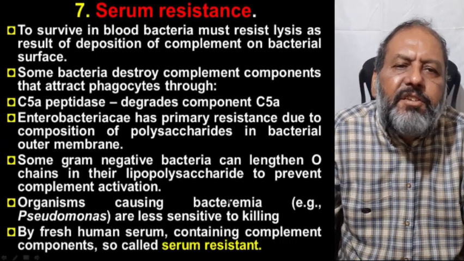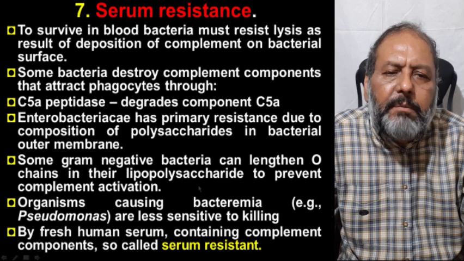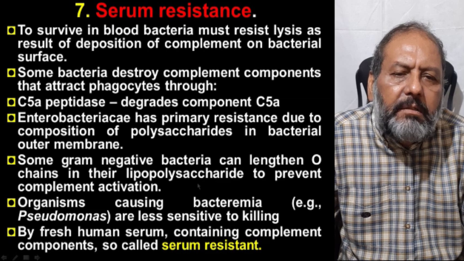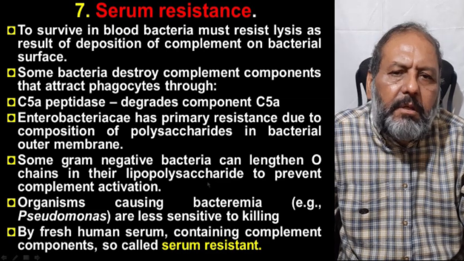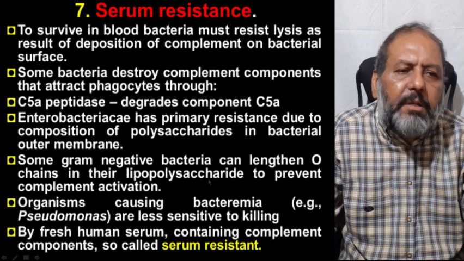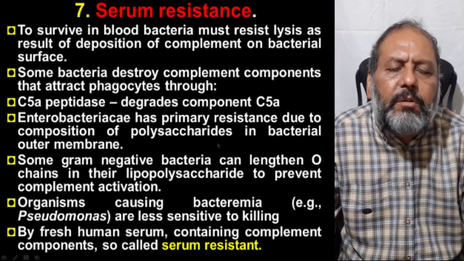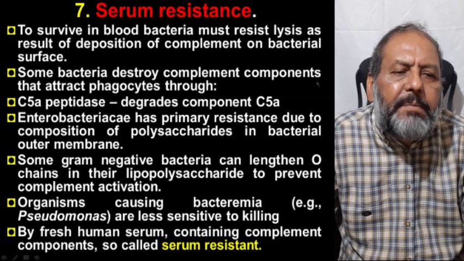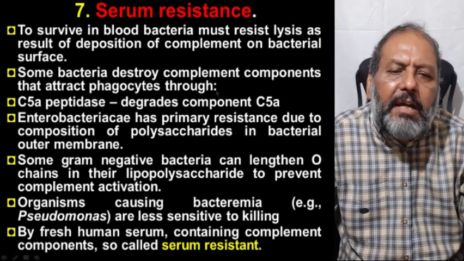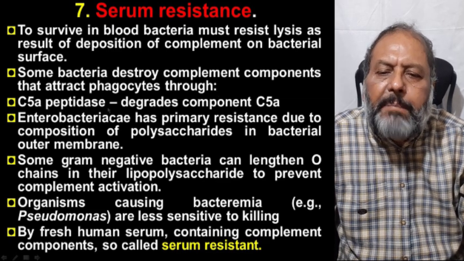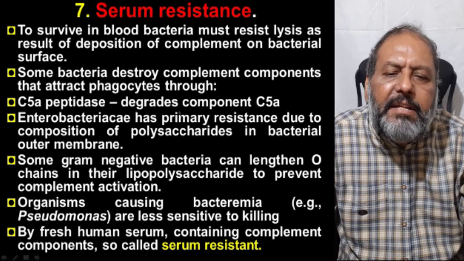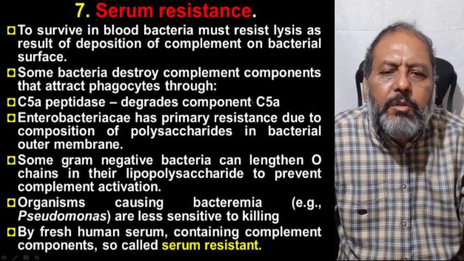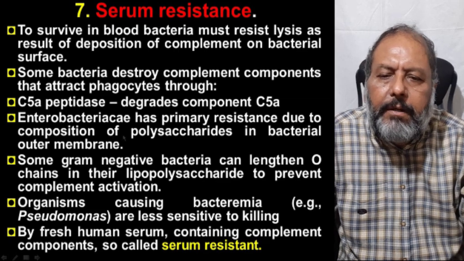Number 7 is serum resistance. To survive in blood, bacteria must resist lysis as a result of the deposition of complement on the bacterial surface, because the complement just deposits on the bacterial surface and takes it to the macrophage for killing. Now, some bacteria destroy complement components that attract phagocytes through C5a peptidase, which degrades component C5a, so the component cannot be effective in taking the bacteria to the phagocyte.